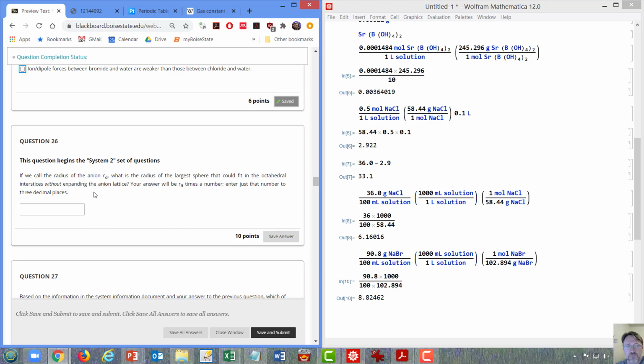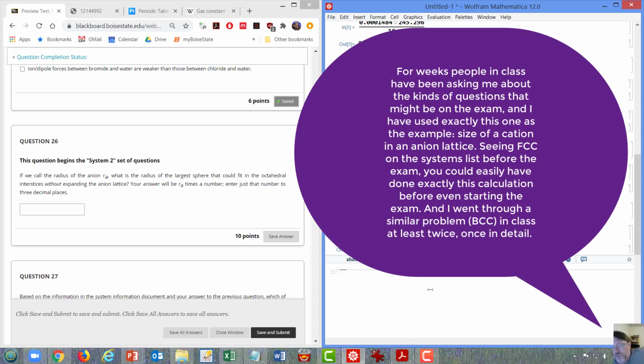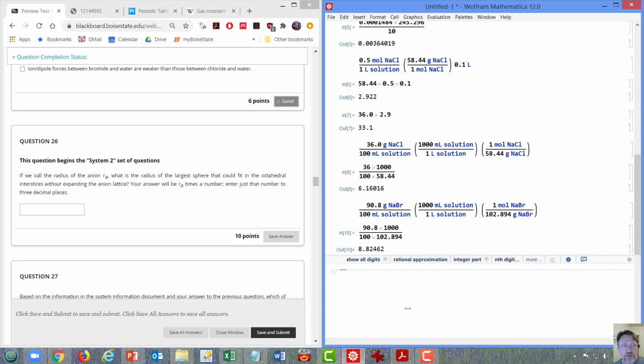We now begin the System 2 set of questions. This question is very similar to examples that I did in class using the body-centered cubic structure. Here, we are doing the face-centered cubic structure. So let's think about the face-centered cubic structure.